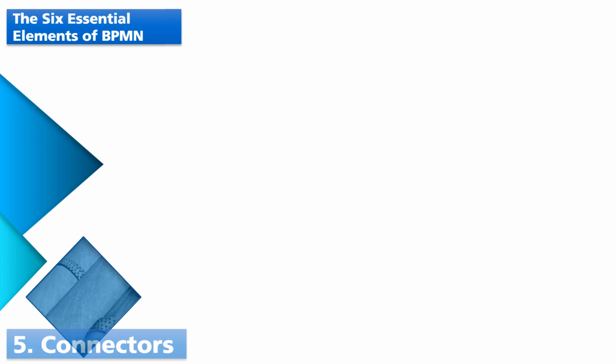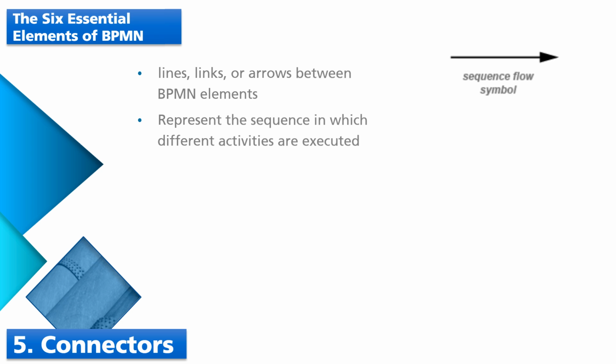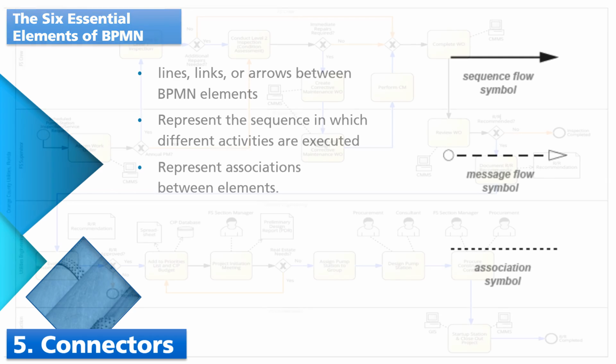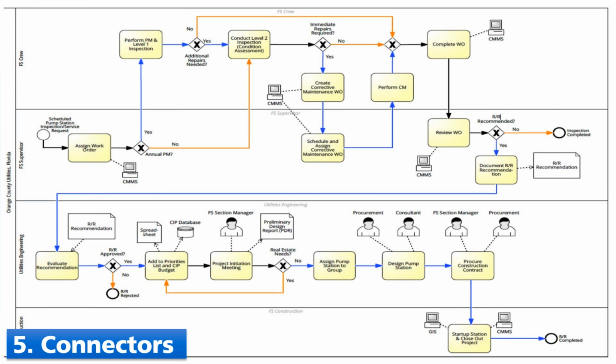5. Connectors. Connectors are the lines, links, or arrows between BPMN elements. They are used to represent the sequence in which different activities are executed, how messages are exchanged, and associations between elements. In our example, some arrows cross the lines between swim lanes, showing how portions of the work are executed by different roles within an organization.